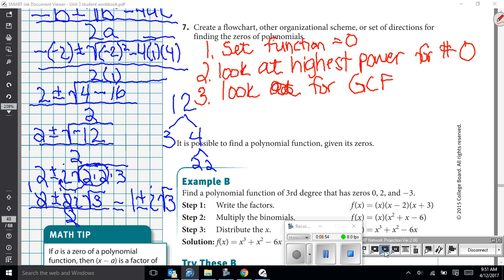So now, once you've done that, then we're going to factor it, right? And so our options are, if it's a quadratic, we can use the quadratic formula, or we can do cubed, or we can do factor by grouping. Those are our options at this point, correct?